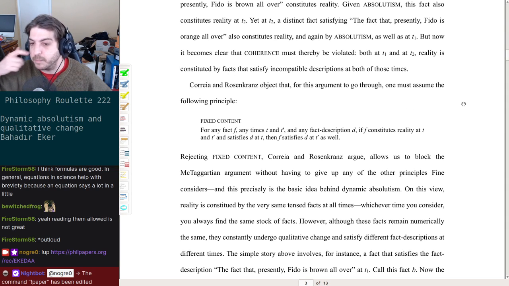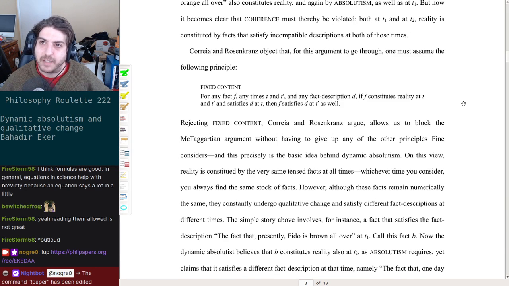Correia and Rosenkranz object that for this argument to go through, one must assume the following principle. Fixed content. For any fact f at any times t and t prime, any fact description d, if f constitutes reality at t and t prime, and satisfies d at t, then f satisfies d at t prime as well. So it's saying the same fact holds for all time. Which, I mean, why would anyone think the same fact holds for all time?